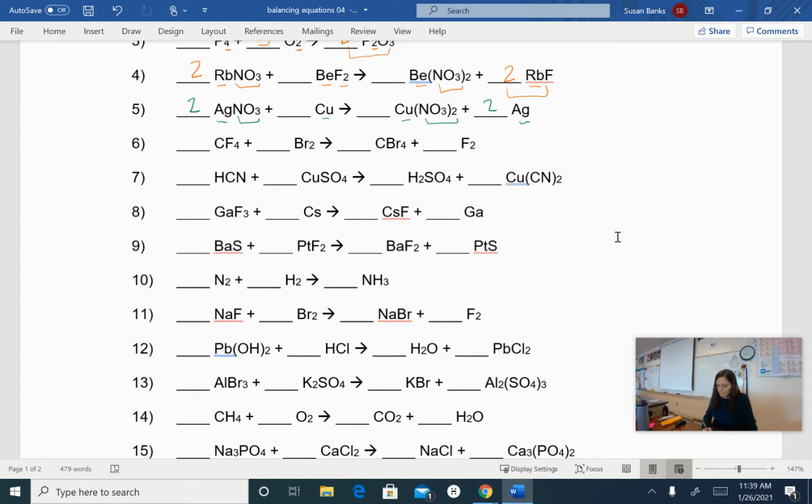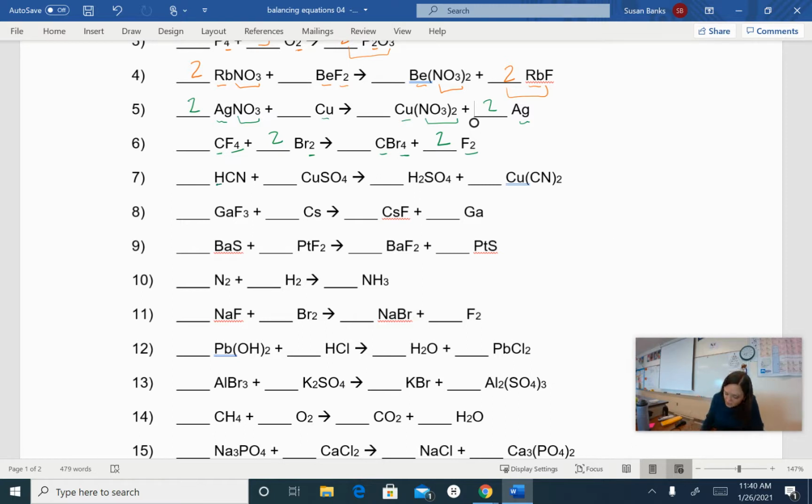Okay, you ready? 1 carbon and 1 carbon. We're okay. 4 fluorines, 2 fluorines. So I need to multiply this by 2. And then 2 bromines and 4 bromines, so I need to multiply this by 2. How'd you do on that one? Okay, let's try our next one.